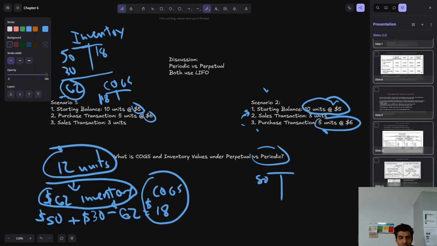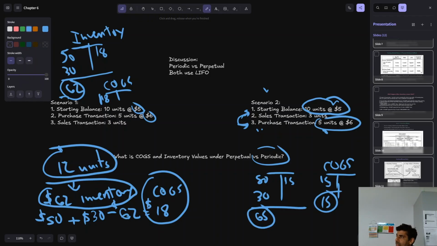So these 3 units, it's going to be cost of goods sold 15, debit 15 here, and then we buy these $30 units. So 80 minus 15, this is 65. Cost of goods sold is 15. Okay, so in scenario 2, because the sales transaction happened before the purchase transaction, which is correct, I mean, that is actually the correct way. That's more accurate. The perpetual system is going to give us a cost of goods sold of 15 and an inventory balance of 65.